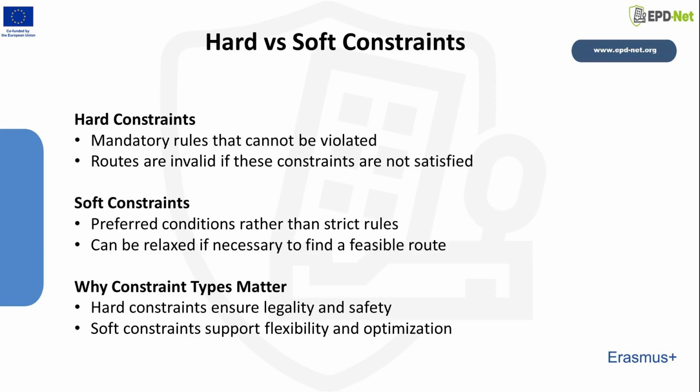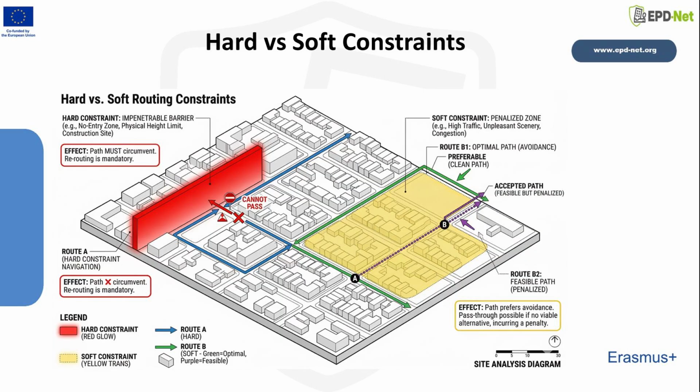Soft constraints, on the other hand, represent preferred conditions rather than strict requirements. These may include avoiding congested roads, minimizing travel through certain areas, or favoring specific road types. Soft constraints can be relaxed when necessary to ensure that a feasible route is found. Understanding the difference between hard and soft constraints is essential in advanced routing. Hard constraints guarantee safety and legal compliance, while soft constraints provide flexibility and allow routing systems to balance optimization goals with real-world practicality.